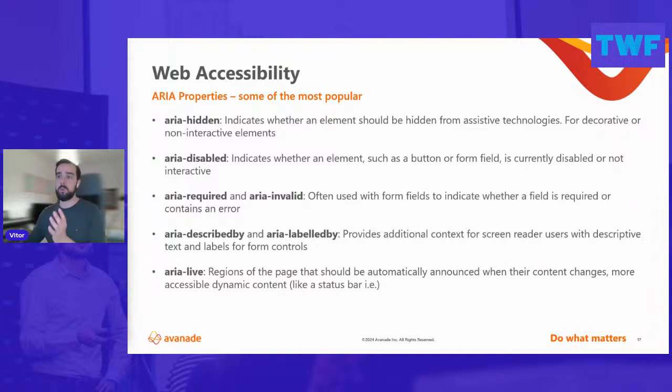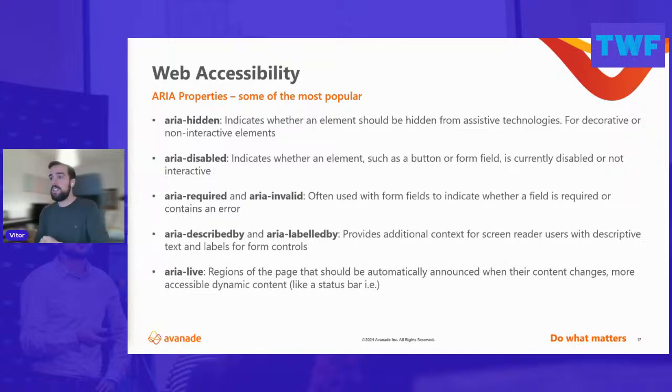These are some of the most common ones, like ARIA hidden. This is to indicate that the element shouldn't be read by the screen reader and the assistive technologies. ARIA disabled indicates that the button, for example, if we want to submit something, is unavailable. Actually, on the second demo, I have a button that is disabled.